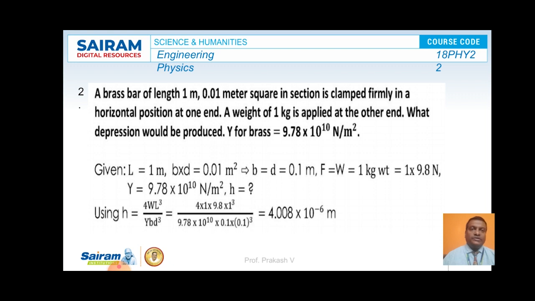What is the value of H? We know that H is equal to 4WL cube by YBD cube. Substitute the values of W, L, Y, B and D in the formula, and on simplification the value of H is 4.008 into 10 to the power of minus 6 meter. So this is the solution for the given problem.